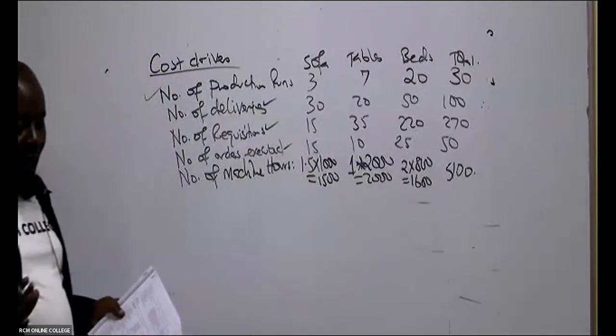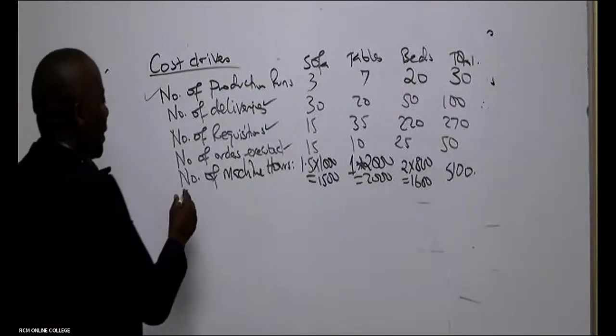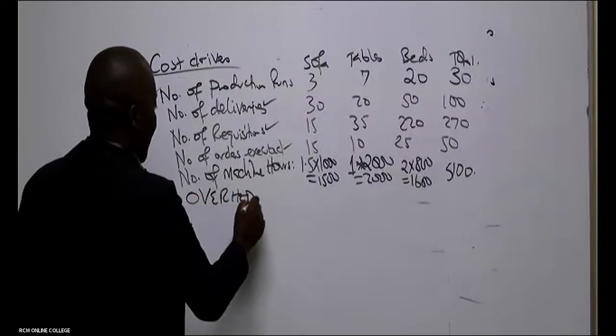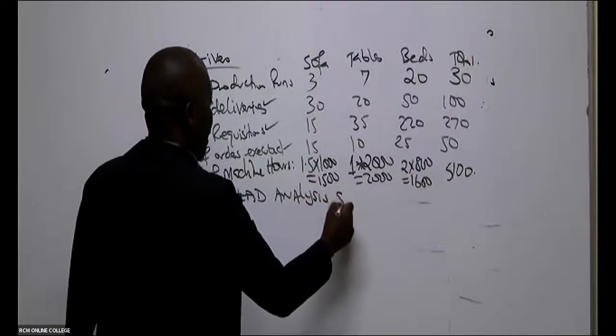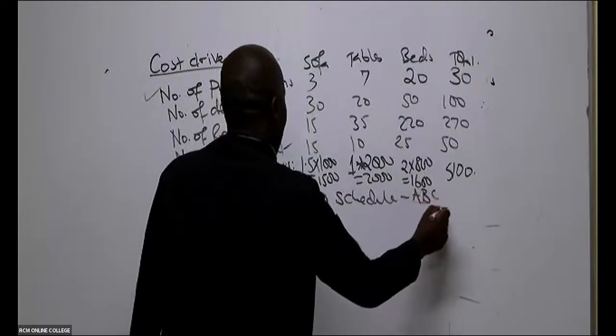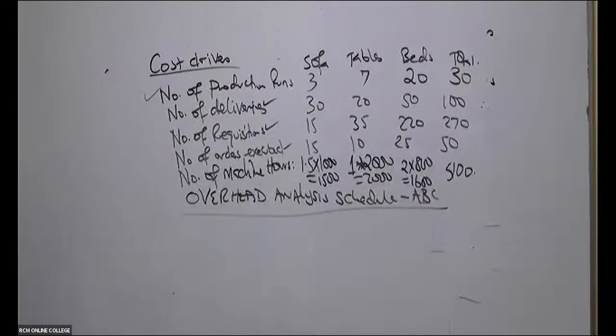So from there, you'll go ahead and write for us overhead analysis schedule. And remember that we are using an approach called ABC, activity-based costing. Any question? Please ask.